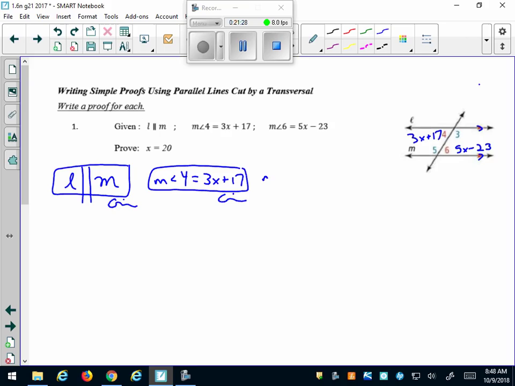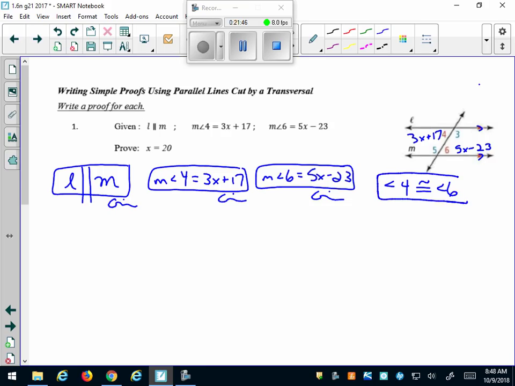So we're going to start again, just like we did before, by putting our givens into a box each. And then look at your diagram and kind of say, well, what other relationship do I have? And we're going to write a general equation over here. Now, angle 4 is congruent to angle 6 is the statement we're going to make.